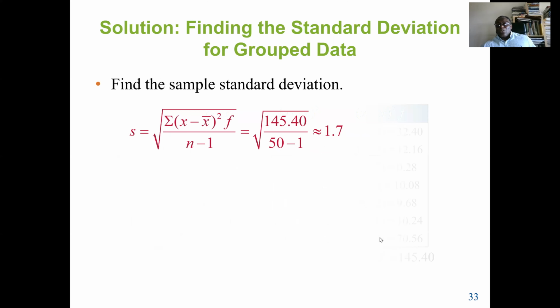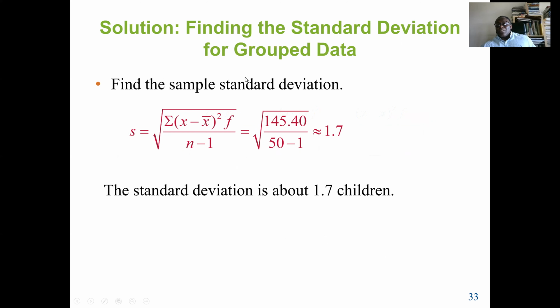Then the solution we get, we divide by 50 minus 1. This is the sample size, so we divide by 50 minus 1. And that will give us the standard deviation.